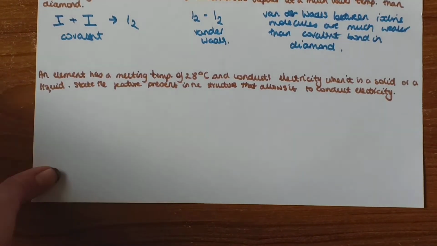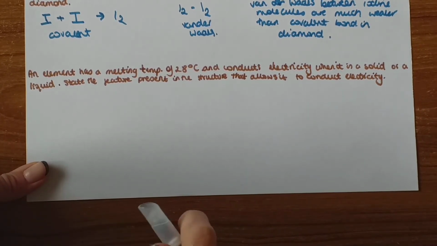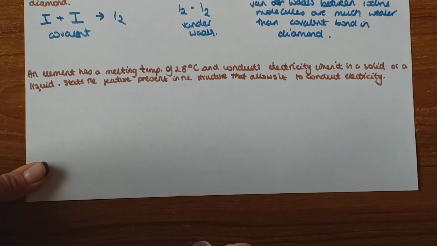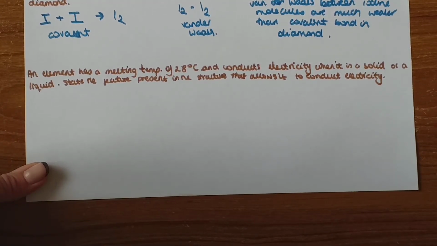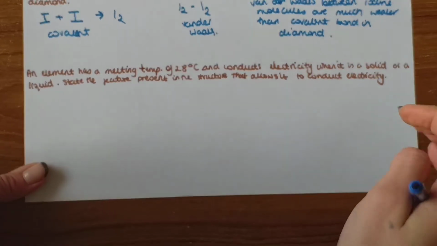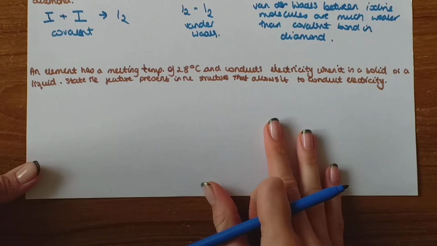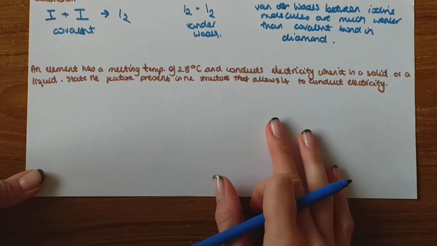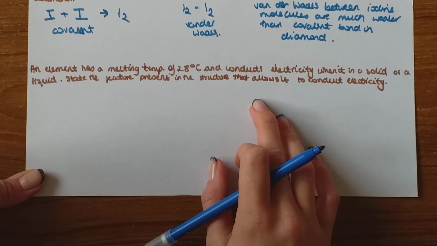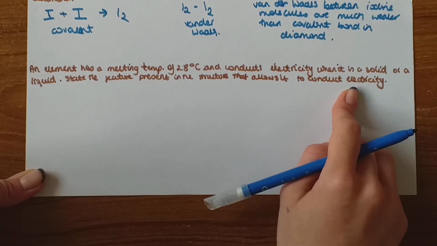It conducts electricity when it's a solid or a liquid. This means that it's not about the ions, because if there were ions that can carry the current, they will only do that when they were melted, so when they were a liquid. If they were a solid, they would be hard and would not be moving around. So the only other reason why the element can conduct electricity is because it's a metal.